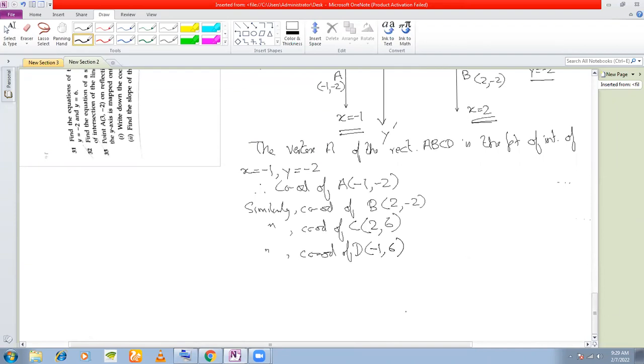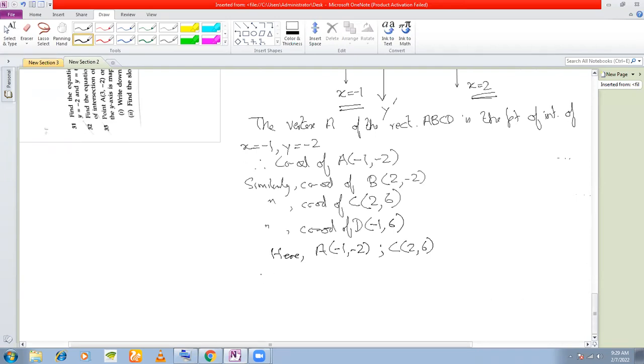Now we can find the equation of the diagonals. So here AC is one diagonal. A is the point -1, -2. Now what is the point C? 2, 6, right? So by the 2-point form, we can find the equation of the diagonal. Therefore, the equation of the diagonal AC is y minus y1 is equal to y2 minus y1 by x2 minus x1 into x minus x1.